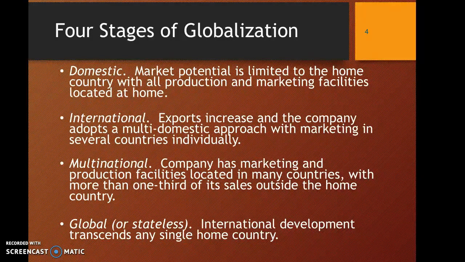So maybe an example might be the United Nations, maybe a not-for-profit organization where you can't actually say where their head office is, compared with a multinational where you can probably very likely say where the head office is. So once again, these are the 4 stages of globalization.